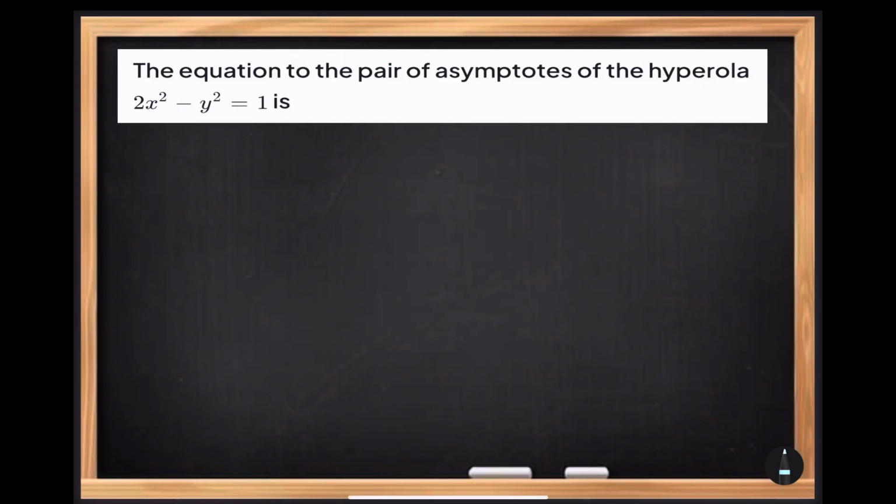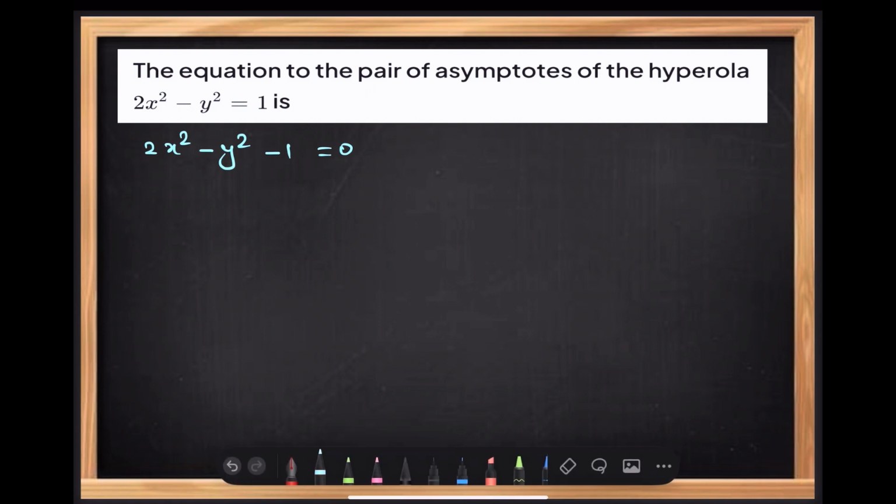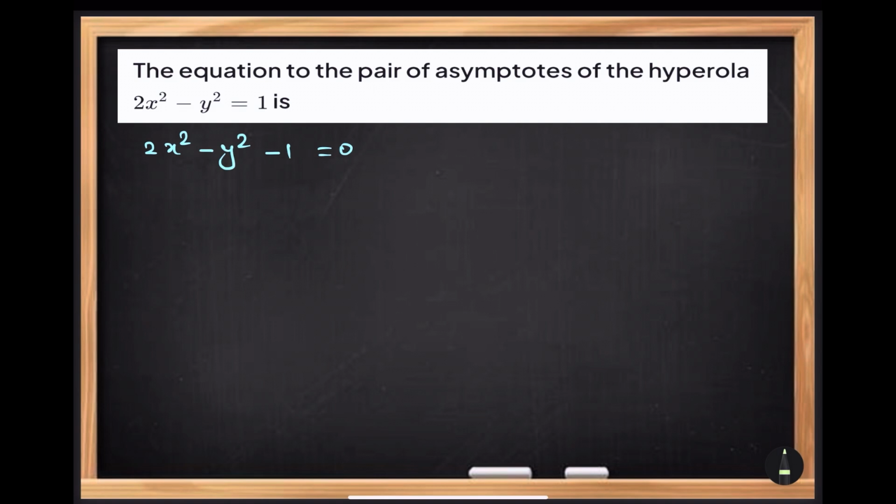Okay, so we got this situation. The equation to the pair of asymptotes of the hyperbola is this. We have the equation of the hyperbola as 2x² - y² - 1 = 0, and we have to write down the equation of the pair of asymptotes. So how will we write it?